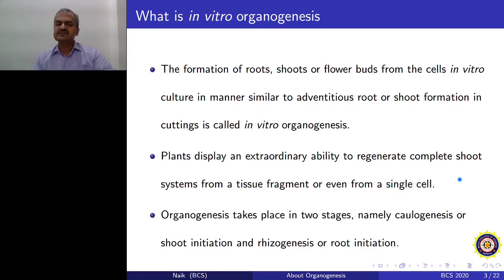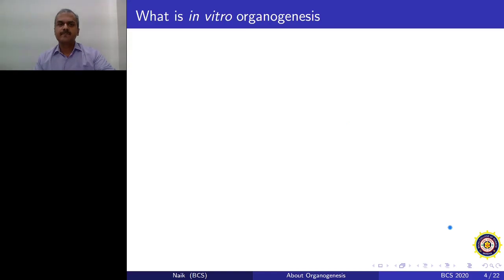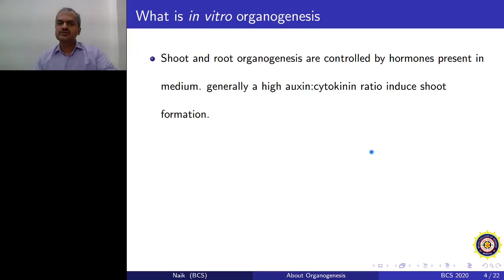Organogenesis takes place in two stages, namely caulogenesis or shoot initiation, and rhizogenesis or root initiation. So these are parallel terminologies which are used in many books and even in much literature. So that's about in vitro organogenesis. Now shoot or root organogenesis are mainly controlled by plant growth regulators, which we also call hormones, which we add in the media.